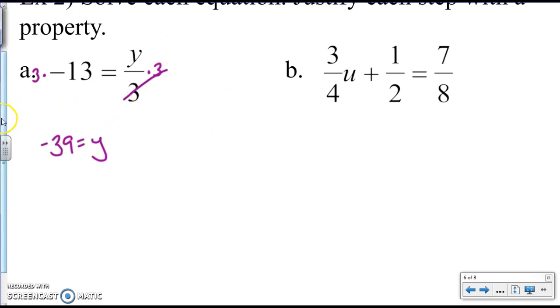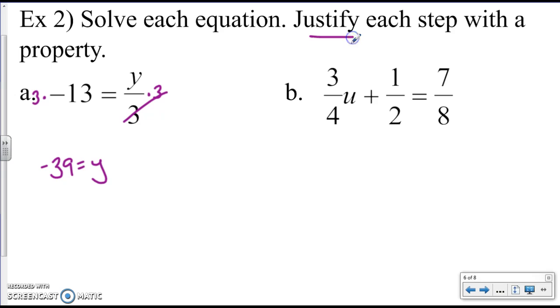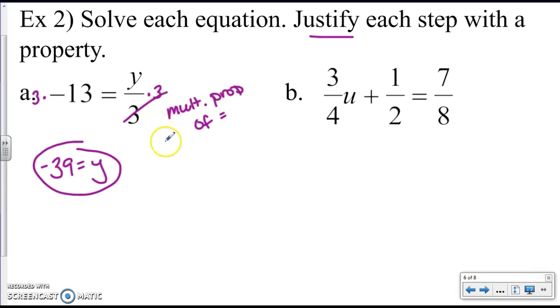Okay, if I have to justify my steps, like it says in the directions, my reasoning here is the multiplication property of equality. I multiply by the same number on both sides, so that is my justification. That's all I have to do. So I have my solution here, and I have my justification to the right. Not too bad. Still solving the same way. Just tell us what you're doing on each side.